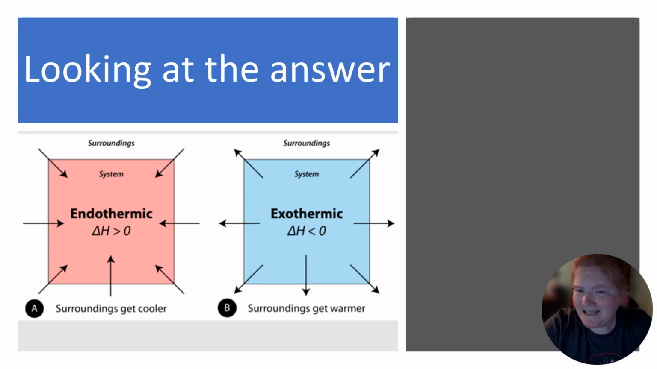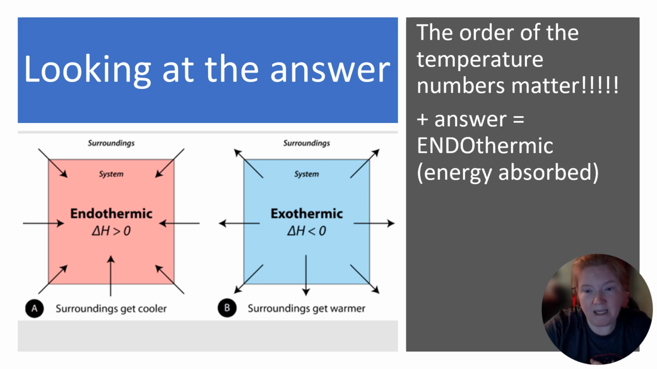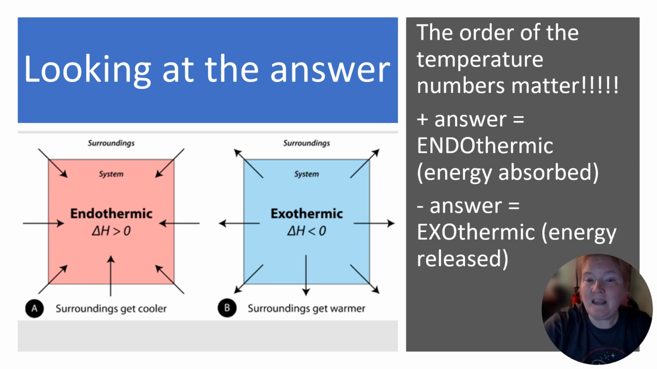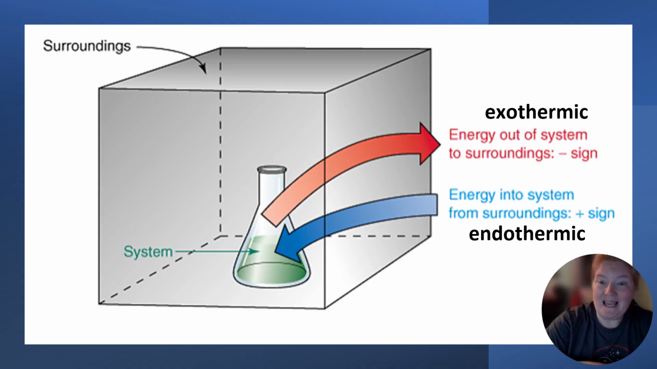Now, remember how I said that the order of the temperatures mattered? Well, this is why. If you get an answer that's positive, so the heat is positive, that means endothermic energy was absorbed. If you get a negative answer, that's exothermic energy is released, just like in table I, right? So again, if it is endothermic, we should see a positive sign. If it's exothermic, it's going to be a negative sign.